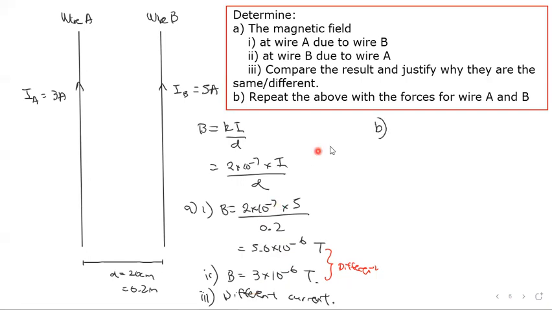The next thing we'll need to do is consider the forces for YA and YB. Well, we could, of course, use F over L equals K I1 I2 over D. Or if you like, we could do it more fundamentally and do it as F equals BIL.